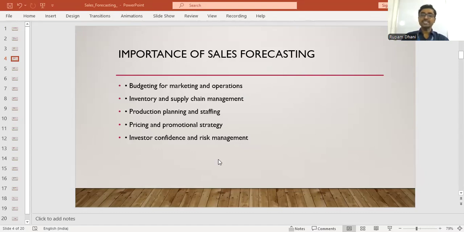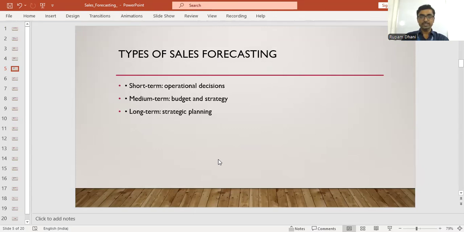Now, next, move on to the next slide, that is the different types of sales forecasting. Sales forecasting can generally be categorized by their time horizon, on the basis of time frame. The first is the short-term forecast, typically used for immediate operational decisions like daily or weekly production schedules. Then there are medium-term forecasts, vital for budgeting and strategic planning, often looking ahead a few months to a year. And finally, long-term forecasts are essential for strategic planning like market entry decisions and major capital investment, usually spanning several years.